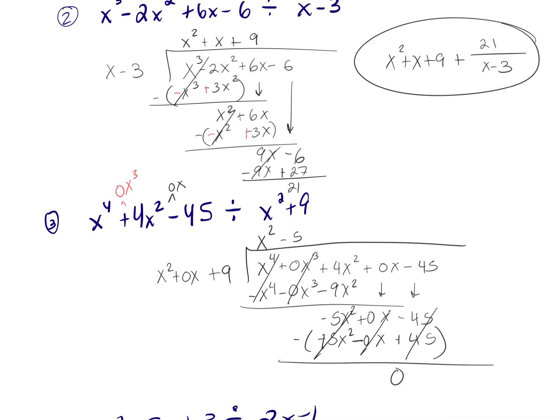For this one, we don't have a remainder, so our solution is just x squared minus 5. Since there's no remainder, we can just leave it there.